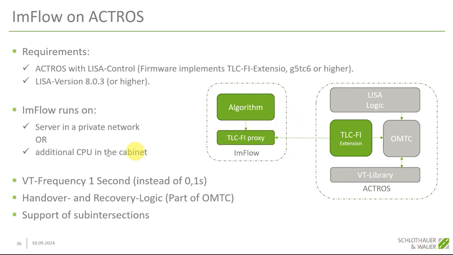In that case, you can run ImFlow in the cabinet on an additional CPU in a small box, or you can run it somewhere on a server in the private network. The technical requirement for this is that the firmware of the Actros is G5 TC6 or higher, and the control should be exported with Lisa version 8.03 or higher.